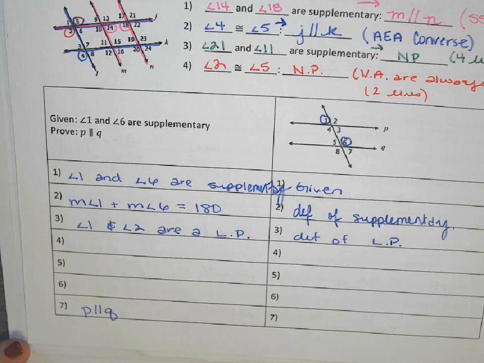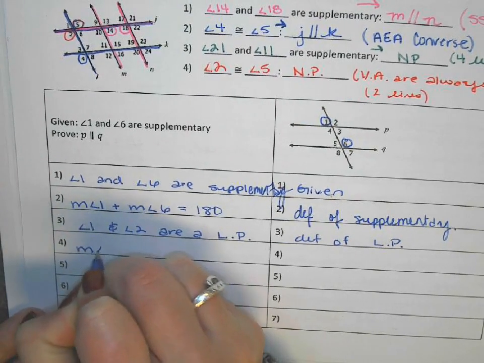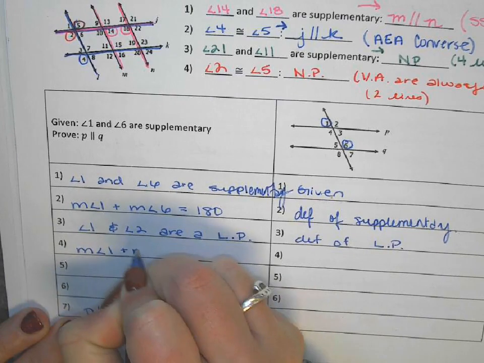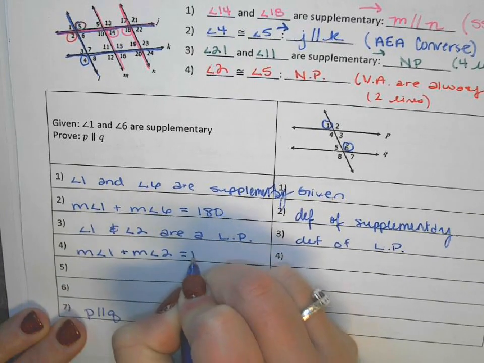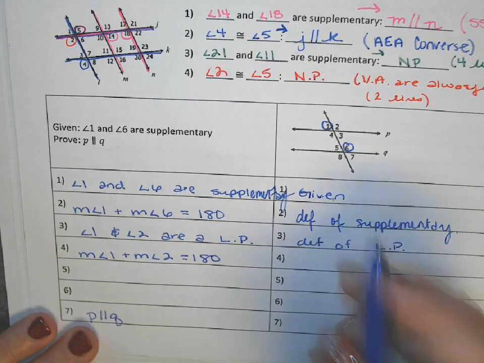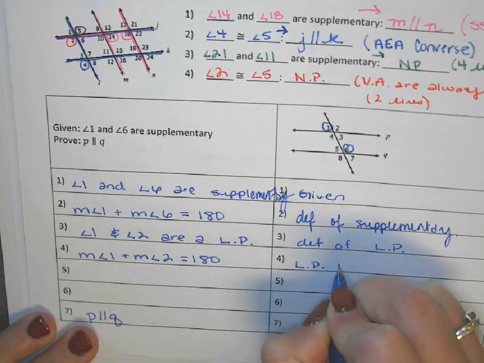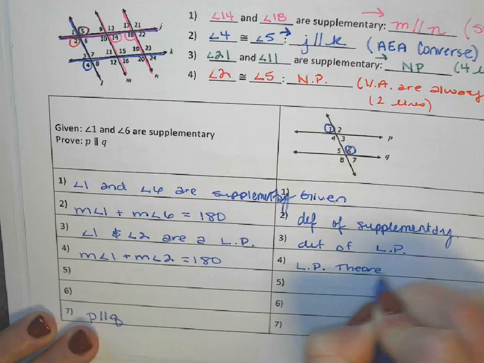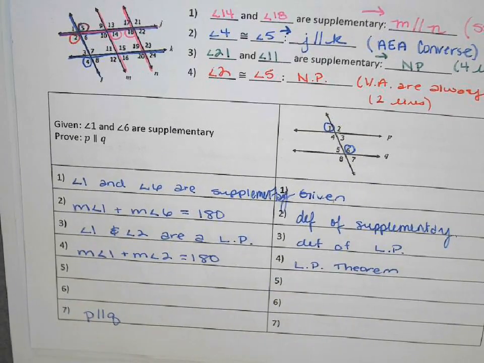What do we know if 1 and 2 are a linear pair? Let's use the linear pair theorem now that we know that they're a linear pair. What do you know about angles 1 and 2? They're supplementary, which means that what? They add to 180. So the measure of angle 1 plus the measure of angle 2 equals 180 because of the linear pair theorem. And technically the definition of supplementary, but that's okay.